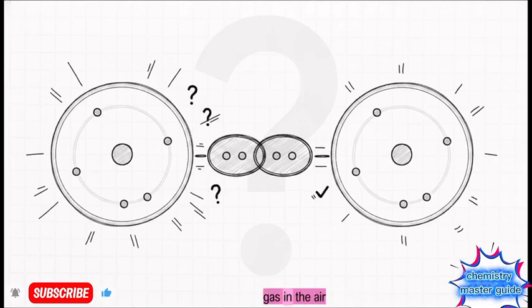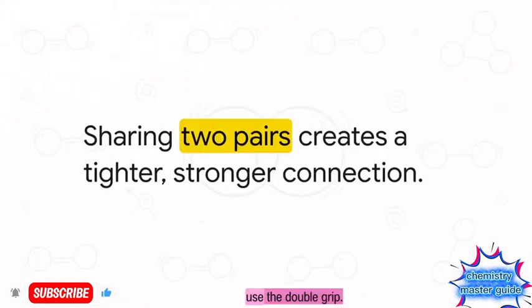Think about the oxygen gas in the air we are breathing right now. Oxygen atoms need 2 electrons to be stable. If 2 oxygen atoms bump into each other, a single shared pair leaves them both sitting at 7 valence electrons. That's not 8. That is definitely not stable. So how do they fix this? They use the double grip.